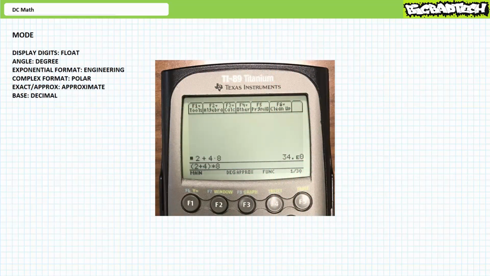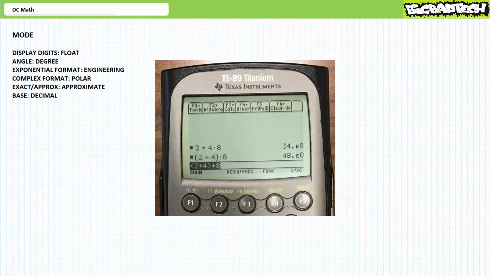If we wanted to enter this particular expression into the calculator, we enter it as left parentheses, 2 plus 4, right parentheses, times 8. As we might expect, the calculator applies the order of operations such that the addition operation inside the parentheses receives a higher priority than multiplication and returns a value of 48.